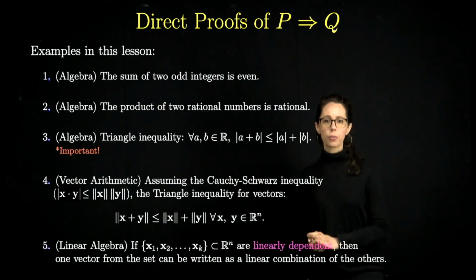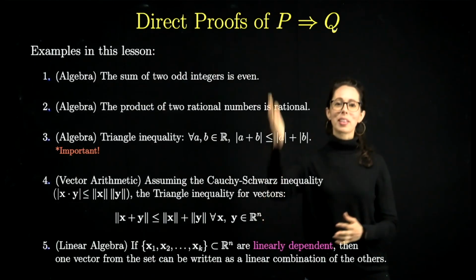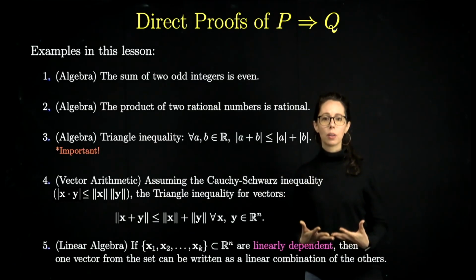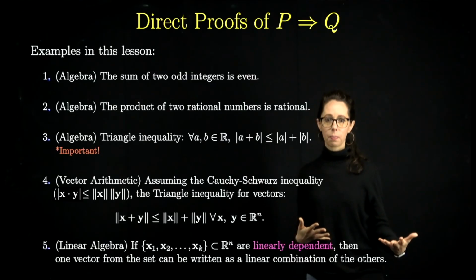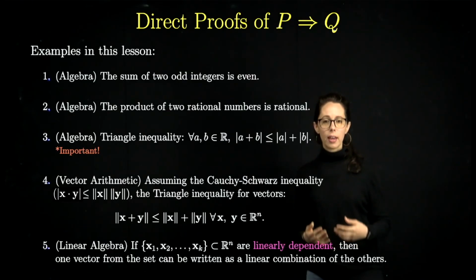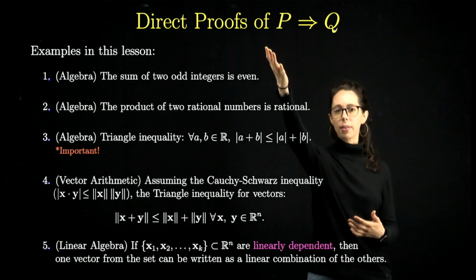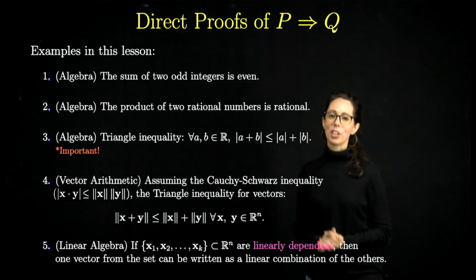So a direct proof is where you literally start with the hypothesis P, do whatever mathematical operations you can with P, and arrive at Q. So when you read a direct proof, the flow should follow the flow of the original implication. From the hypotheses, we move to the conclusion Q.